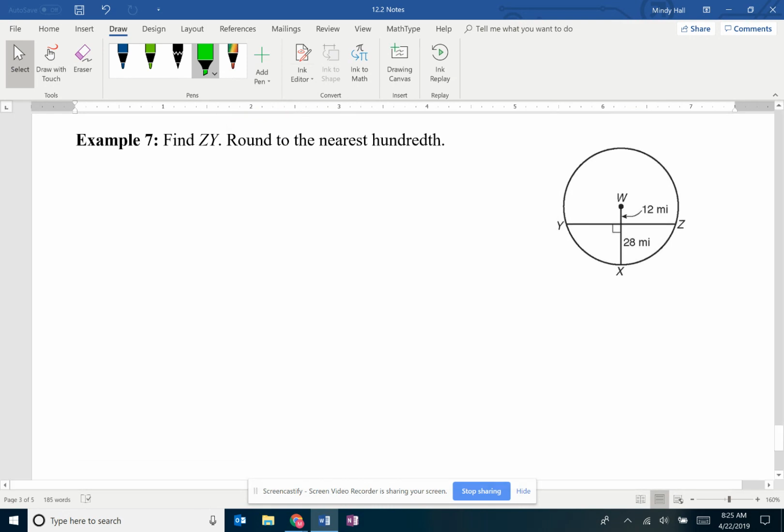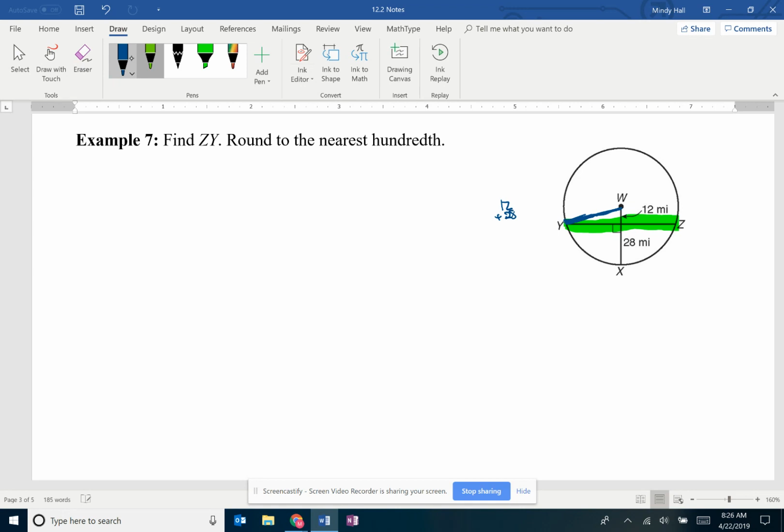For this one, we want to find ZY, and we are going to round to the nearest hundredth. Just like the last one, I know that ZY is cut in half by WX, because WX is a radius and it is perpendicular to it. Because of that, just like I did before, I'm going to make myself a little right triangle right here. I can find that radius just by doing 12 plus 28, which is 40. So I know that this radius is 40.